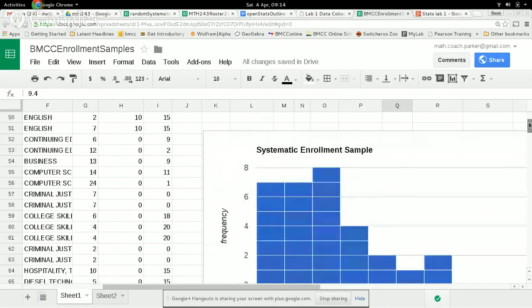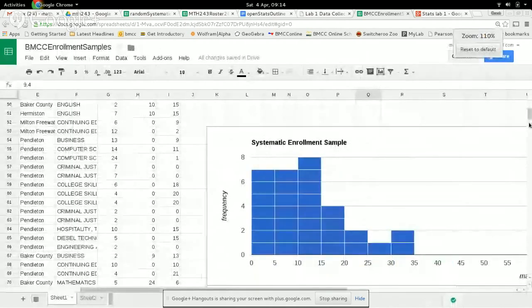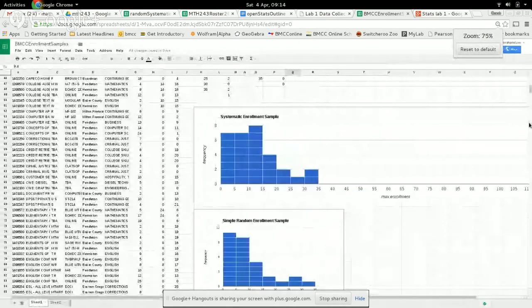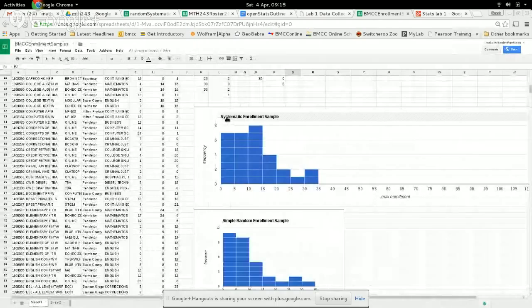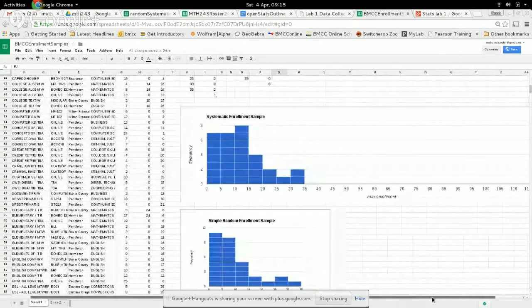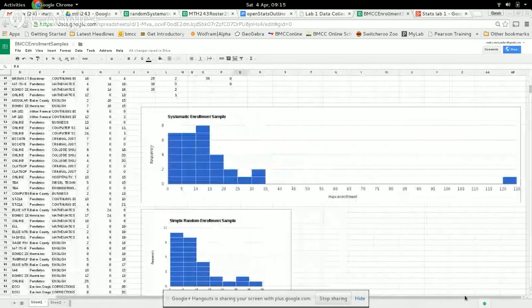So I'm going to shrink this down a little bit so we can see 2 of these together. Okay, so here is the systematic enrollment sample. Now notice that it's heading way out to the right. Why is it doing that? Well, if you look at the data to find the minimum and the maximum, you find that there was one course where there was 123 students in it. Most other courses didn't get higher than 35, and even 35 was kind of rare if you look at these 2 random samples.